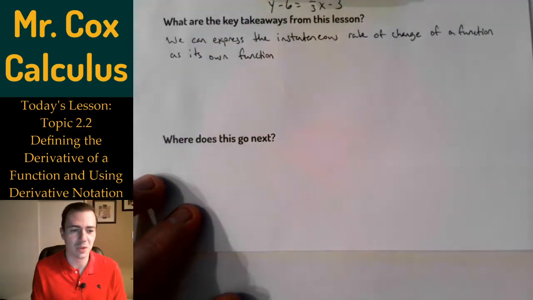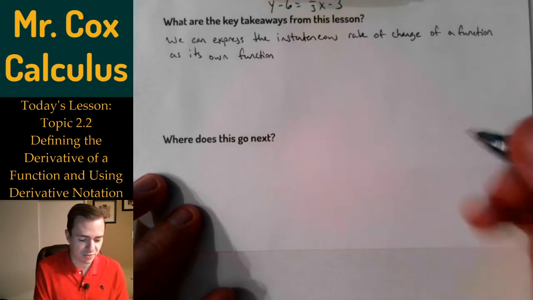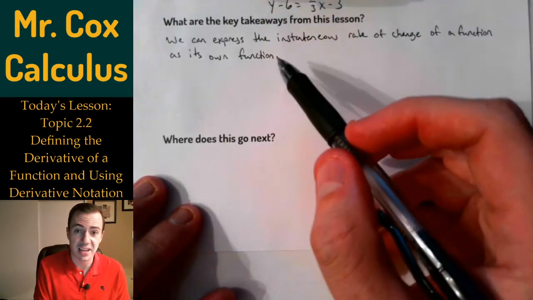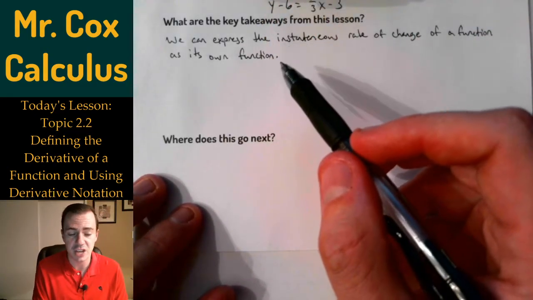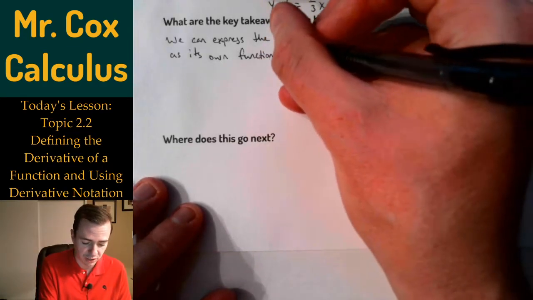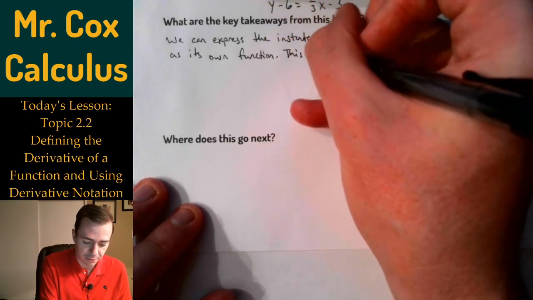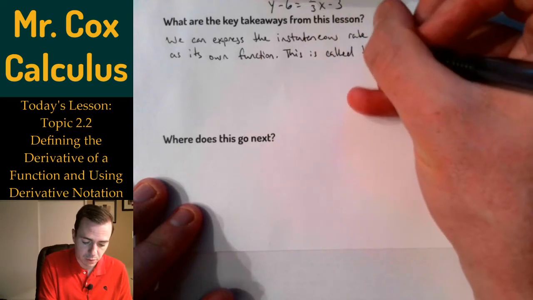And we're going to get a lot of really cool applications out of that moving forward in this class. But this idea that we can describe the rate of change of a function as its own function, this is called the derivative.